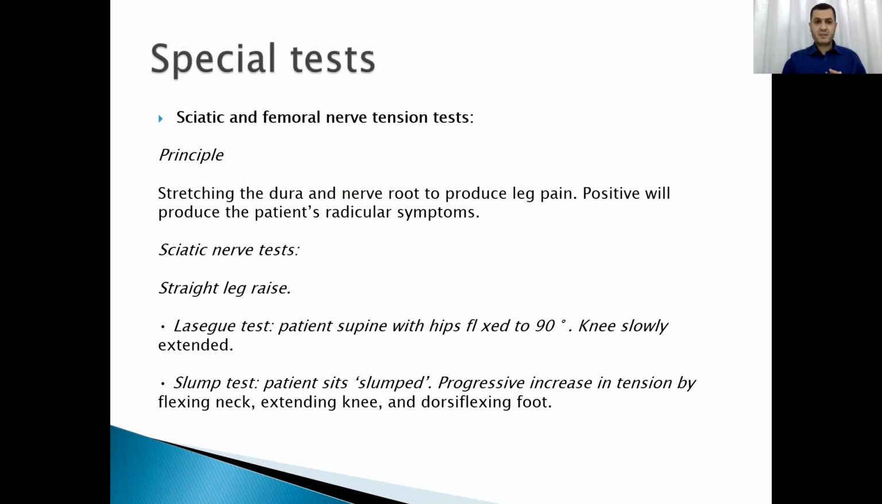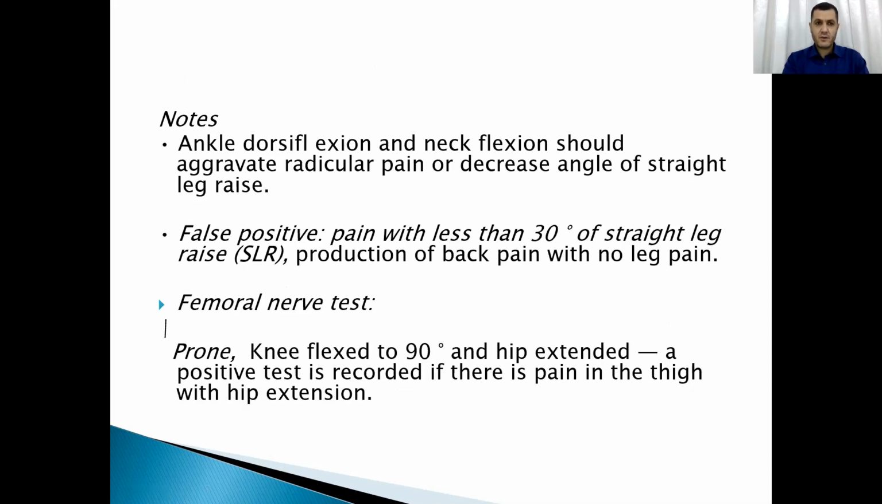We have the sciatic nerve stretch. We call it the straight leg raise test. We can do it in two ways, the Lasègue test and the slump test. This is for the sciatic nerve. We have one for the femoral nerve as well. For the sciatic nerve, you examine the patient supine. But for the femoral nerve test, you have to examine the patient in the prone position.